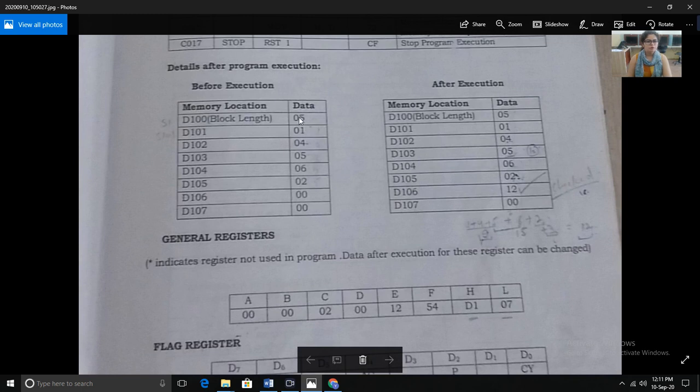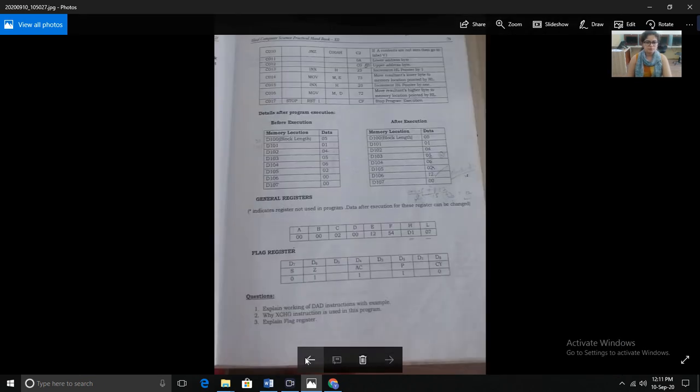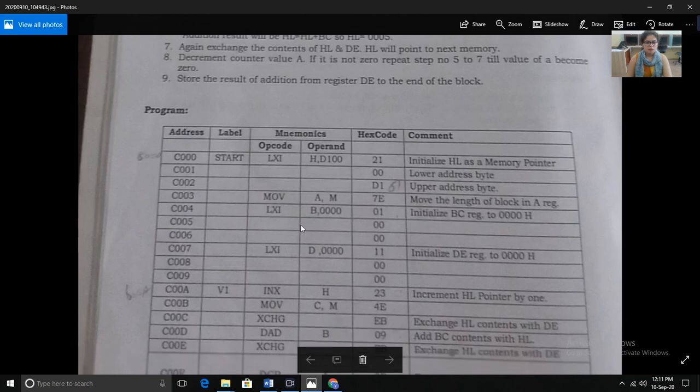5100 is the length of the block. So it will first point to that memory location, because we have also stored the length of the block. So LXI H, that is 5100, means the HL register will point to that memory location. This is the hex code of the LXI instruction. This is the lower address byte, that is 00. This is the upper address byte, that is D1. But as I have used 51, you have to write 51 as the upper address byte.